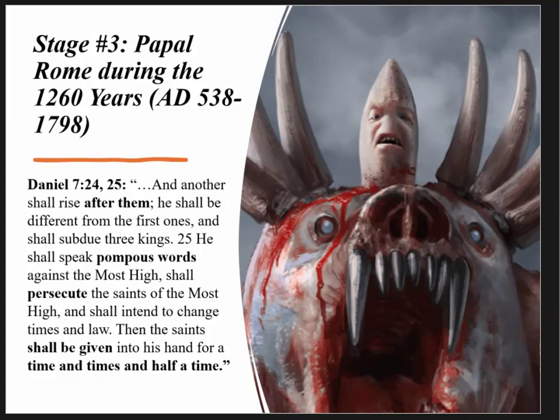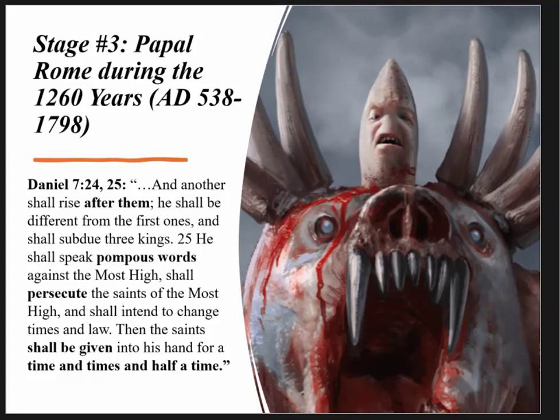Then the dragon beast gets 10 horns. That is the divided Roman Empire. Remember the idol, first it was iron, then it was iron and clay toes, 10, right? And it was fully divided by 476 AD, completely divided into 10. Then from among these 10 kingdoms of Western Europe, actually these are all the Roman countries in Europe, you have a little horn.